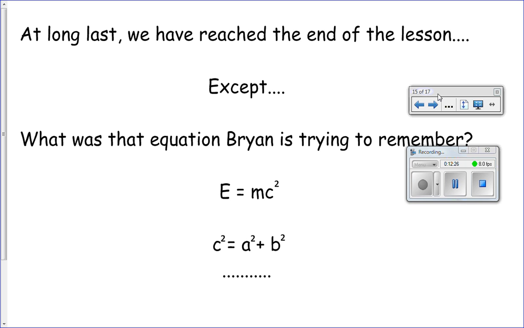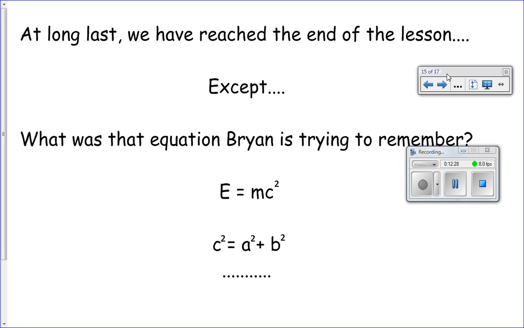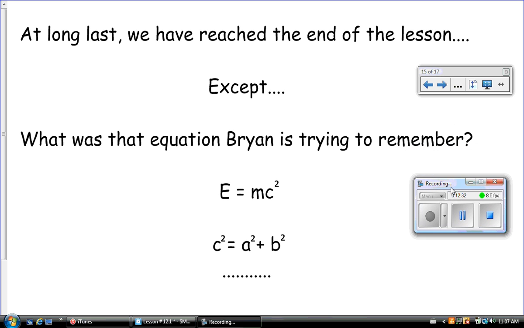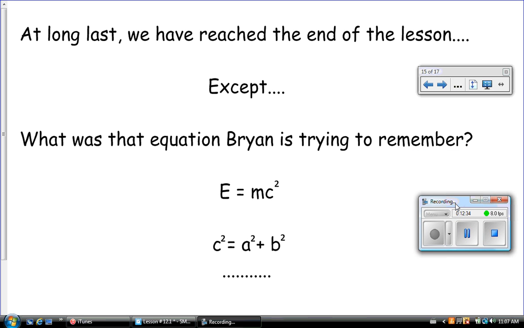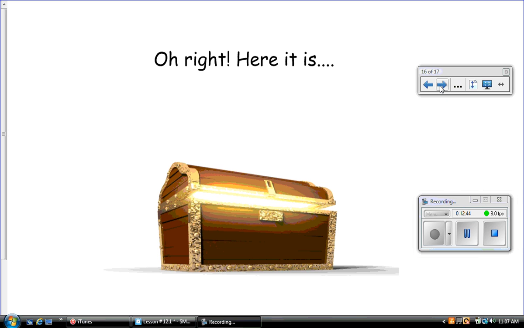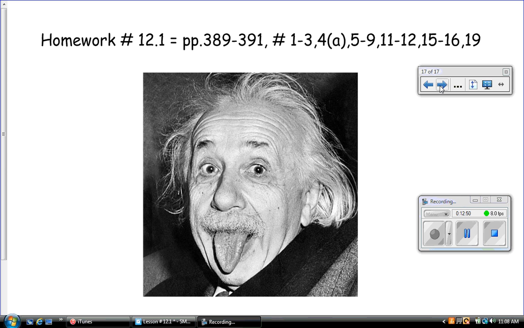Whew. This is a long lesson, and we're finally reaching the end, except try to remember a formula. There's E equals mc squared, c squared equals a squared plus b squared. No. All right, here it is. Haha. There is your equation.